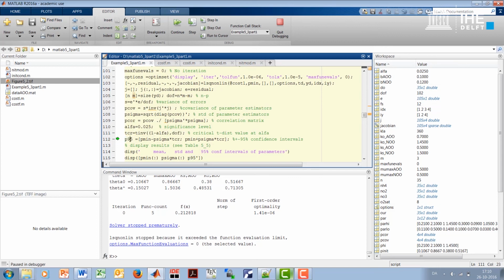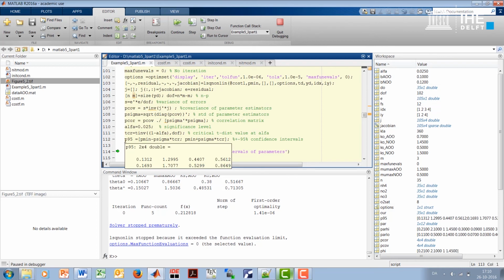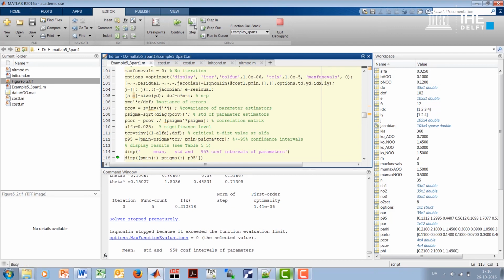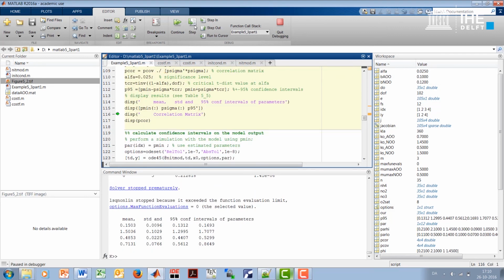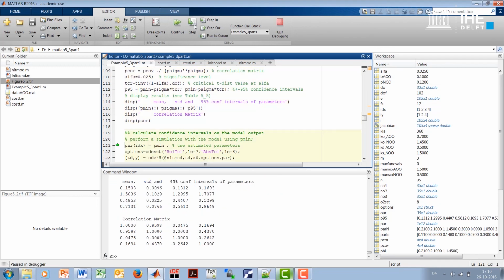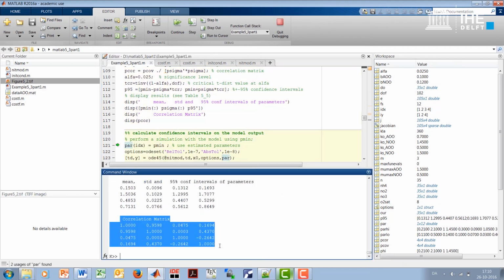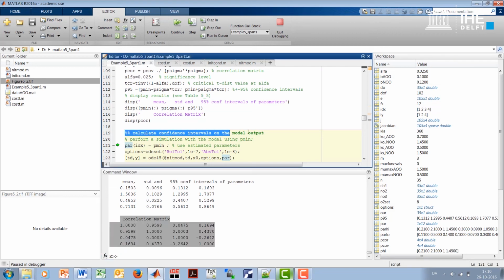The 95% confidence interval is estimated. The t-distribution value at 0.025 probability level is calculated and used to compute the p95. The results are displayed in the command window. This is the correlation matrix. The results are plotted.